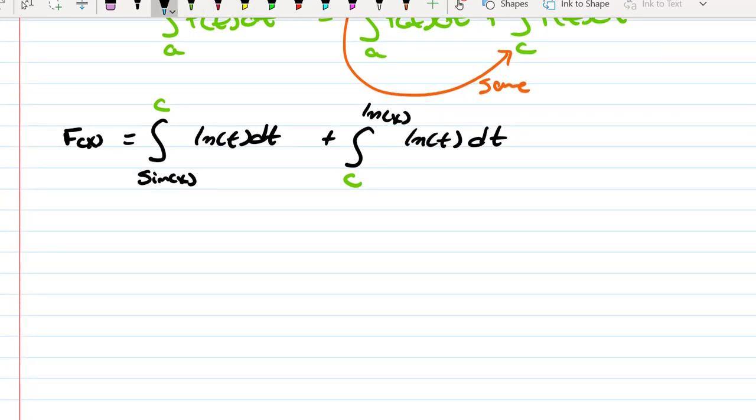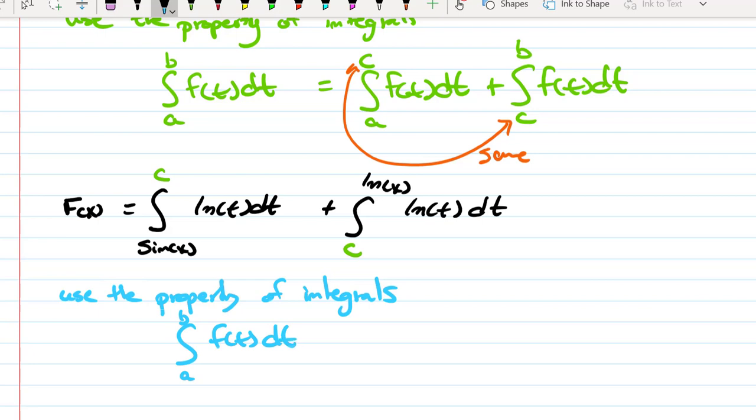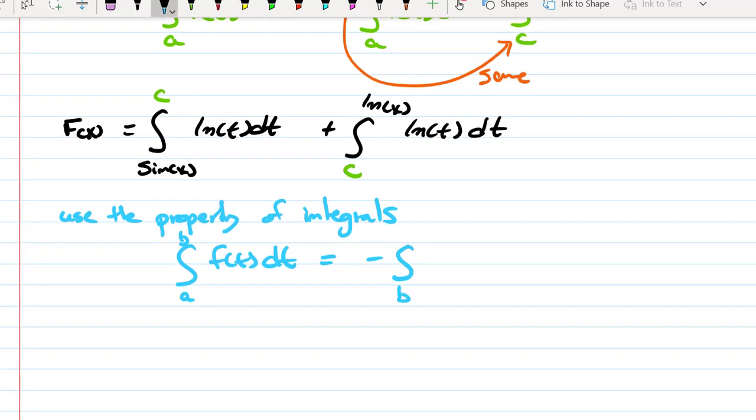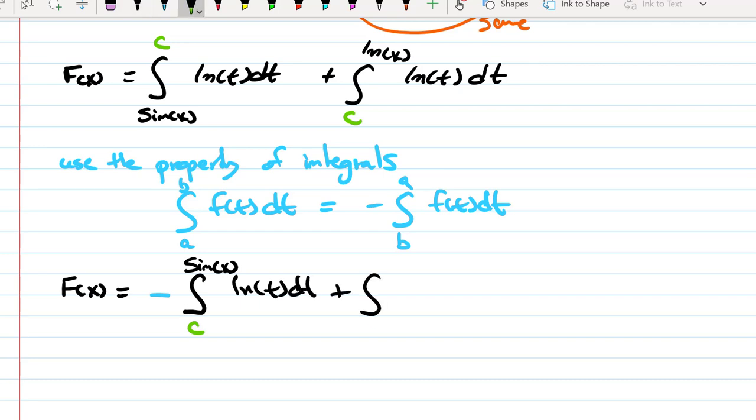So on this next one, we also need to use a property of integrals. So use the property of integrals that if I have the integral from a to b of f of t dt, that is the same as the negative of the integral from b to a of f of t dt. That is, we can reverse the upper and lower limit of integration, but if we do, it changes the sign of the integral from positive to negative or from negative to positive. So then f of x would be equal to the negative of the integral from c to sine x of ln of t dt plus the integral from c to ln x of ln of t dt.